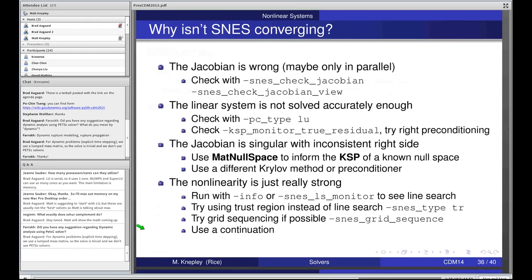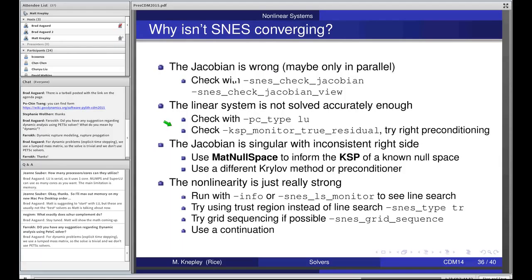Okay, so what's wrong? Well, you can check things, you can use things like SNES check Jacobian. Maybe the Jacobian's wrong. Maybe it's only wrong in parallel. Maybe it's only wrong if some kind of physics is turned on. So you can always check with this, and it'll compare your Jacobian to a finite difference approximation of the Jacobian that we make. And if the difference isn't small, then something's probably wrong, an inconsistency between your residual and your Jacobian. Maybe the linear system isn't being solved well enough, but we know ours is, so that's not our problem.